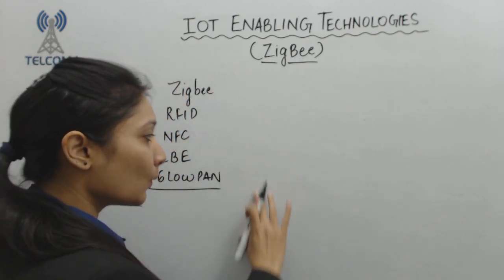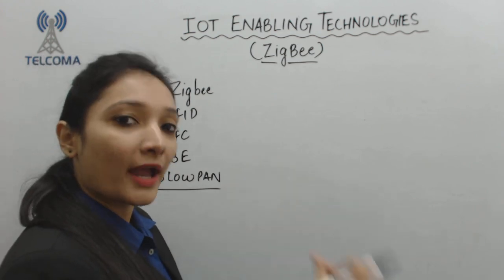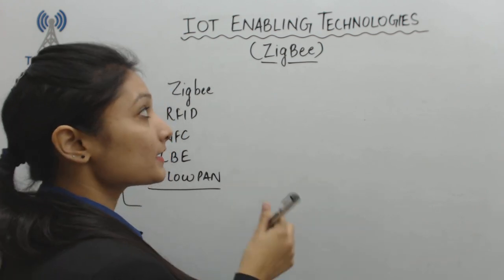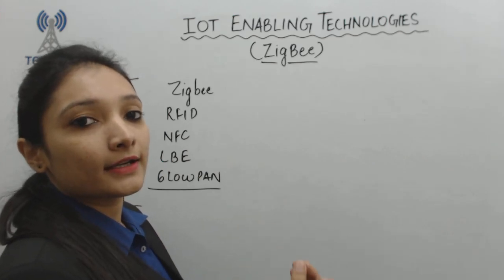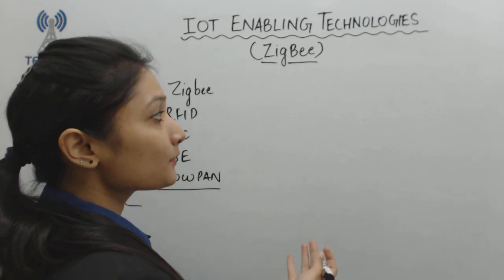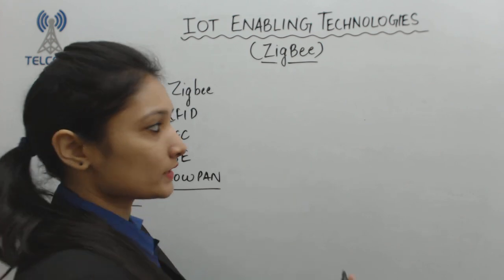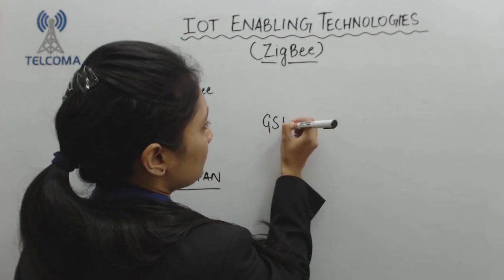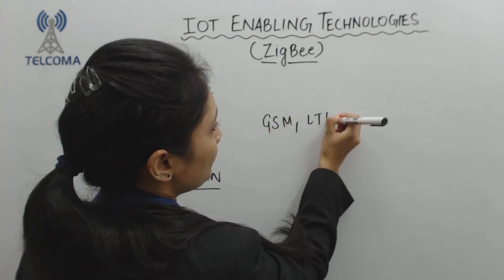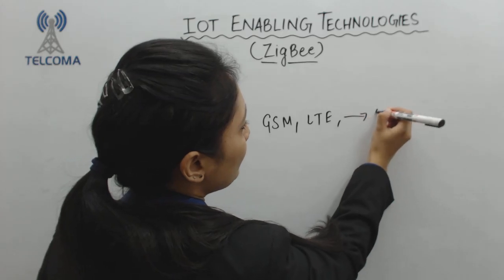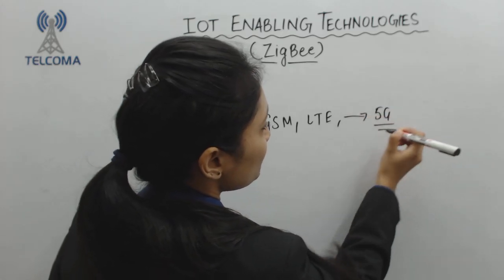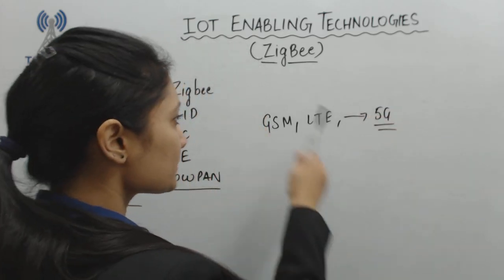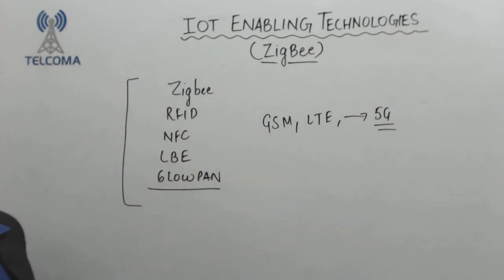These here work in collaboration with your Wi-Fi and your Ethernet system, but some devices here are directly connected to your wide area network. So for that purpose, we are using our cellular technologies like your GSM, LTE, and the upcoming fifth generation technology. So we will study here these IoT enabling platforms.